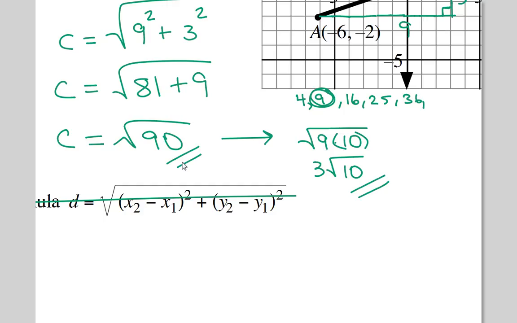And this distance formula is the exact same. You would get the exact same stuff. And we don't use the distance formula. They used to. But it's just Pythagorean theorem, so no big deal.